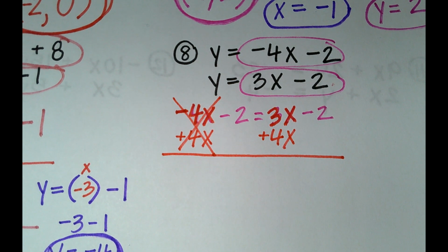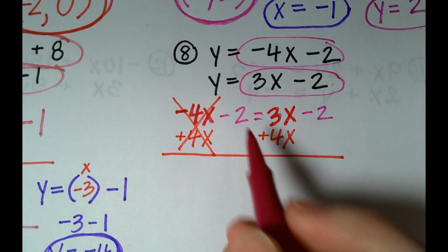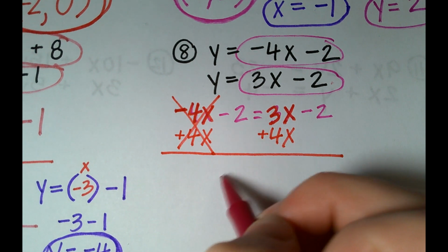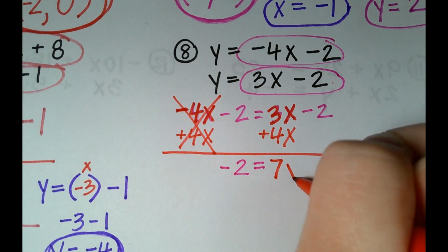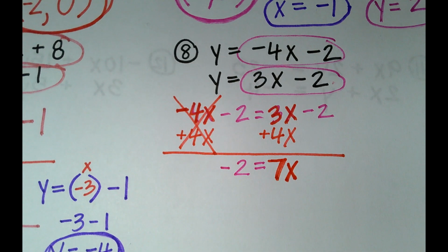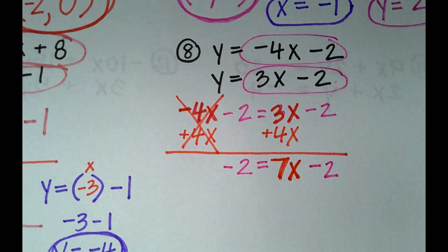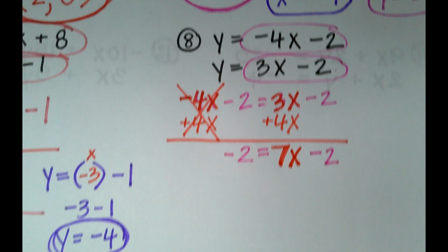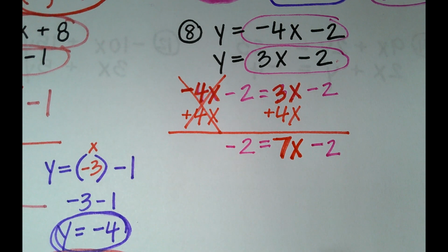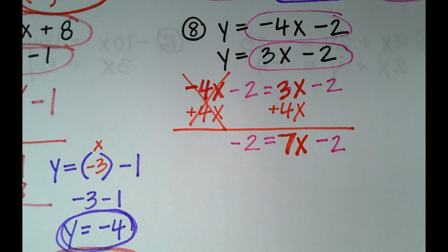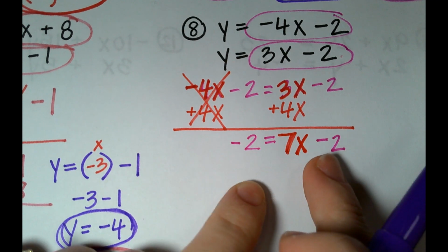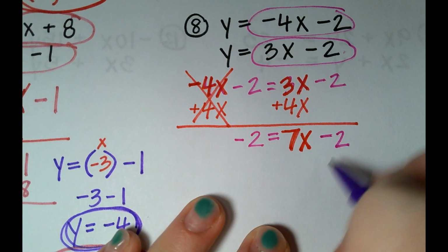And what happens next? Yes, let's bring down our -2 equals 3x plus 4x is 7x minus 2. Now again, you might look at this and think, how am I going to solve this? Because no matter what I do, I'm going to cancel these -2's next, aren't I? Yes, don't forget 0 is a number. 0 is a number. So the only option that we really have here is to add 2 to both sides.